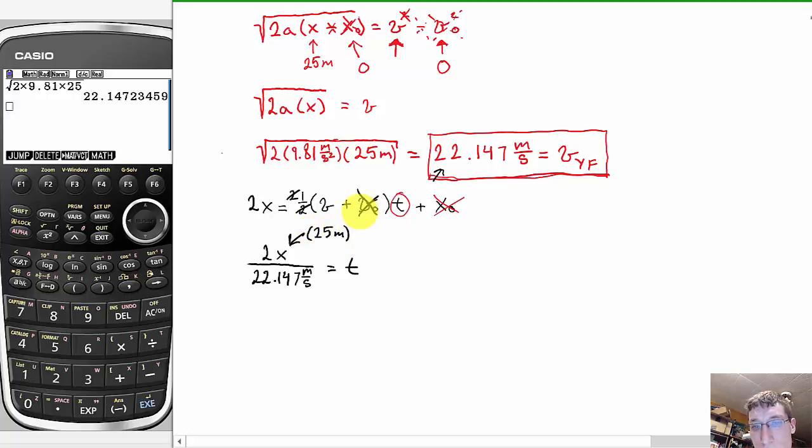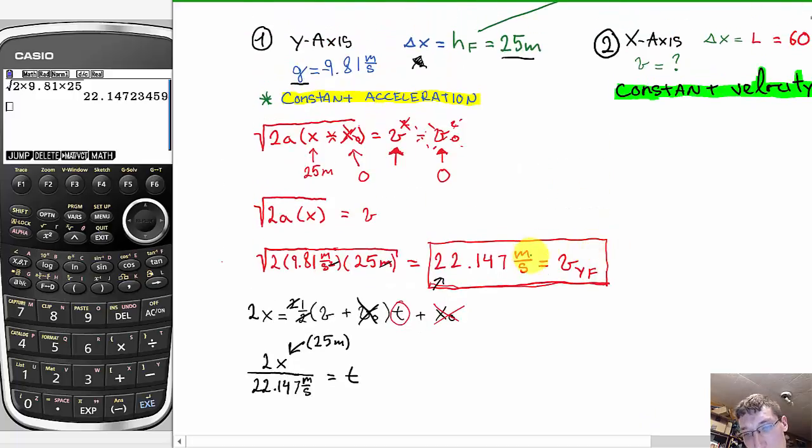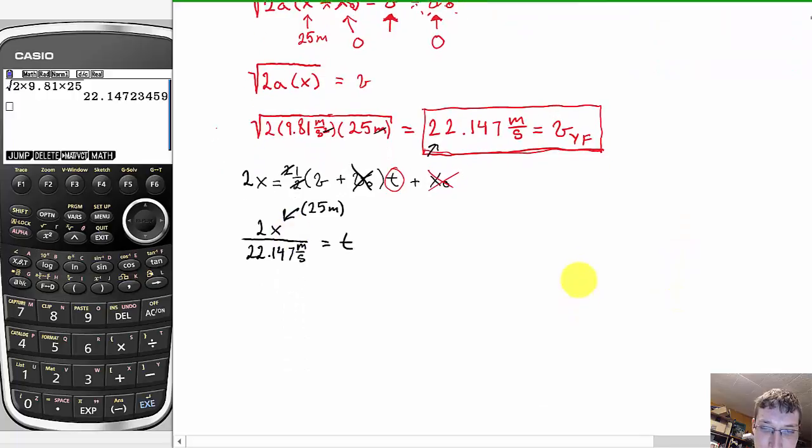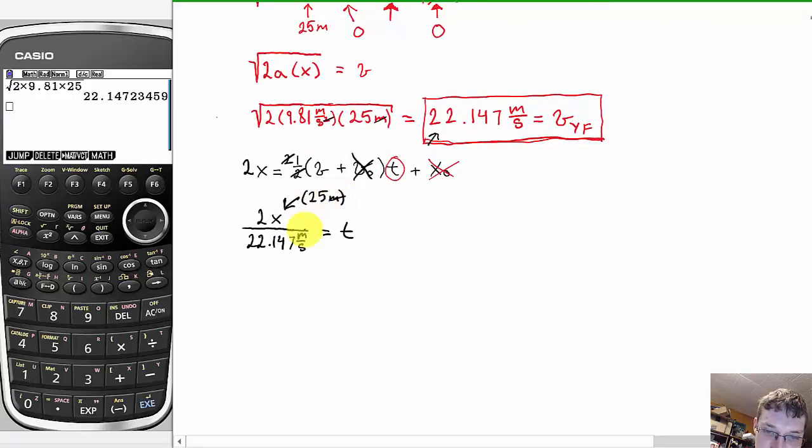Oh, I would like to notice as well that these meters here end up being squared, and the square root removes one of the meters as well as one of the square of the seconds, which gives us our units perfectly fine. In this case, meters cross out with meters, leaving us in seconds. We have time in seconds. So let's put that in the calculator.